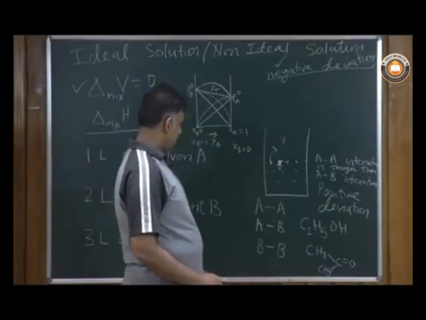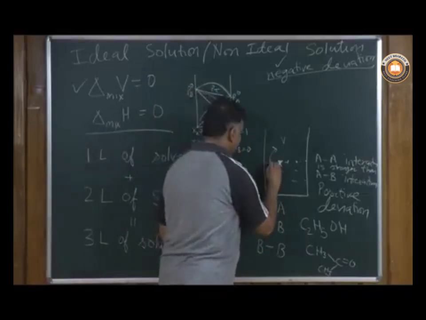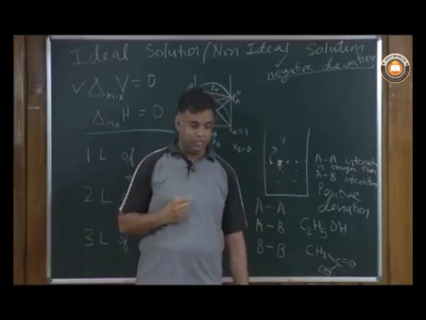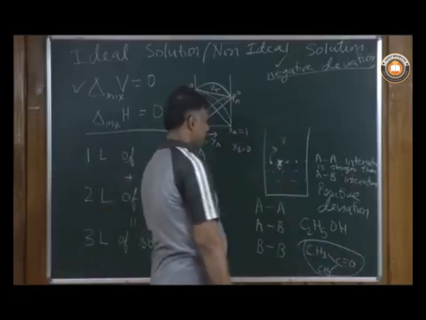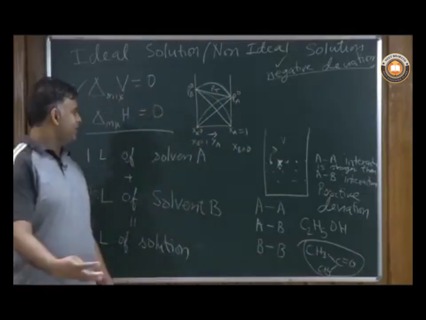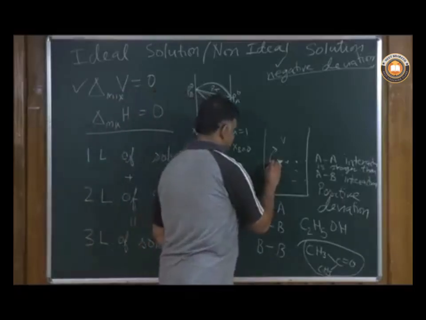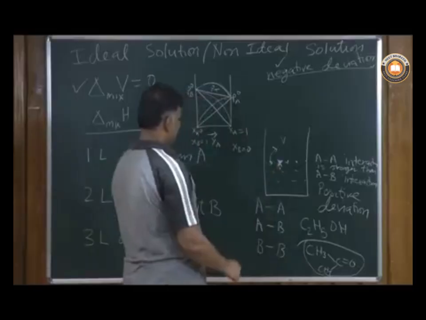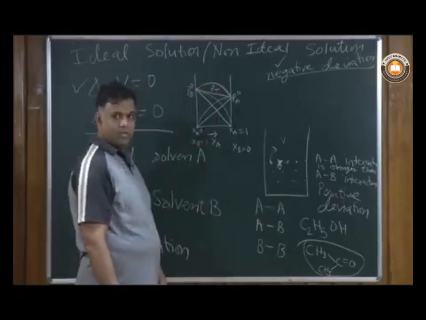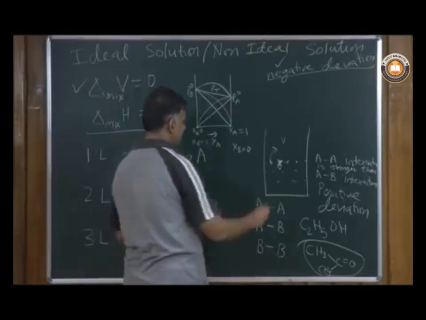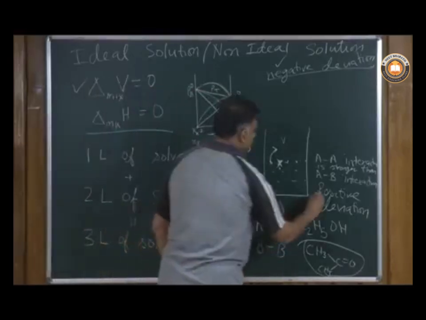So, now when there is only ethanol present, there is a strong A and A interaction due to hydrogen bonding. And now, when I add acetone to it, this hydrogen bonding network is interrupted. So, molecule A, that is ethanol, becomes less stable and it has a higher tendency to go into the vapor phase, and it leads to positive deviation.